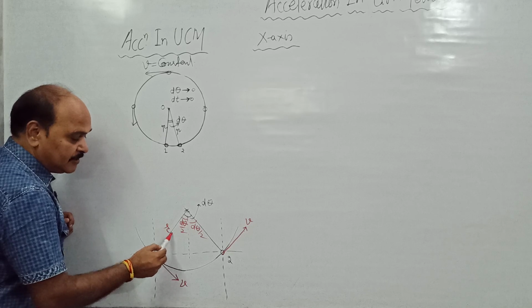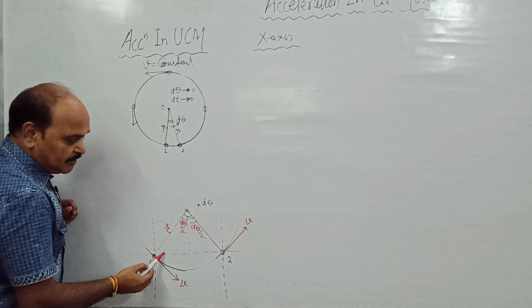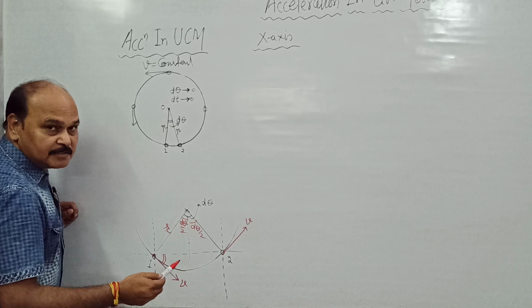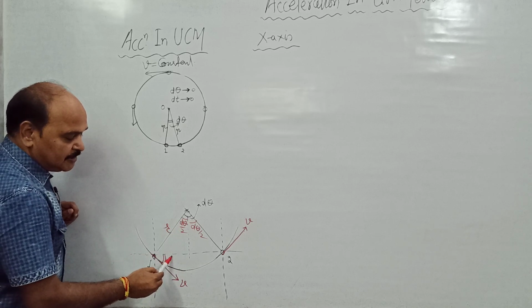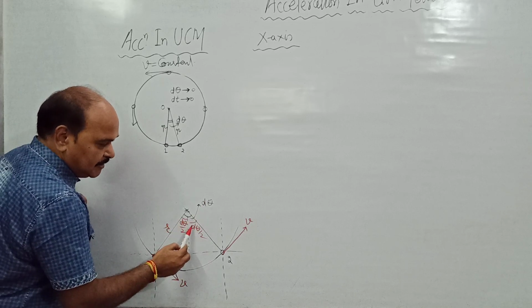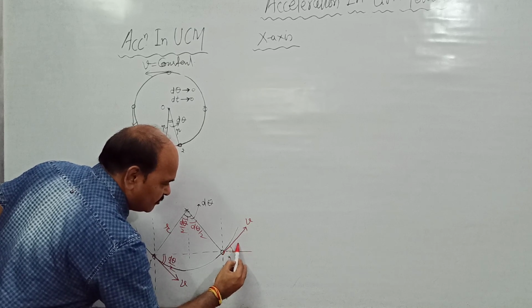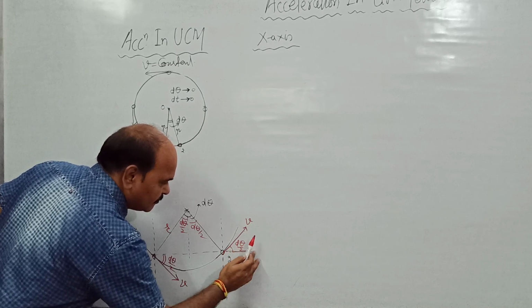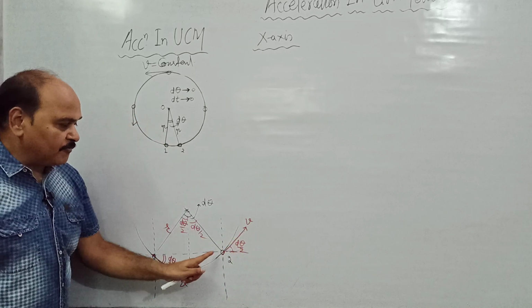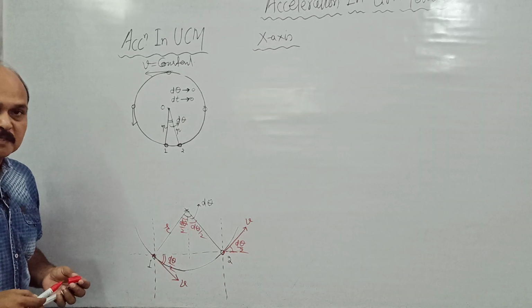Why? Because this radius is always perpendicular to tangent. So this angle is 90 minus d theta by 2, this total is 90. Therefore this angle is going to be 90 minus (90 minus d theta by 2), that is d theta by 2. Likewise here, this angle is d theta by 2. We can very easily see that this angle is going to be d theta by 2. So velocity here makes an angle d theta by 2 from x-axis. Velocity here also makes an angle d theta by 2 from x-axis.